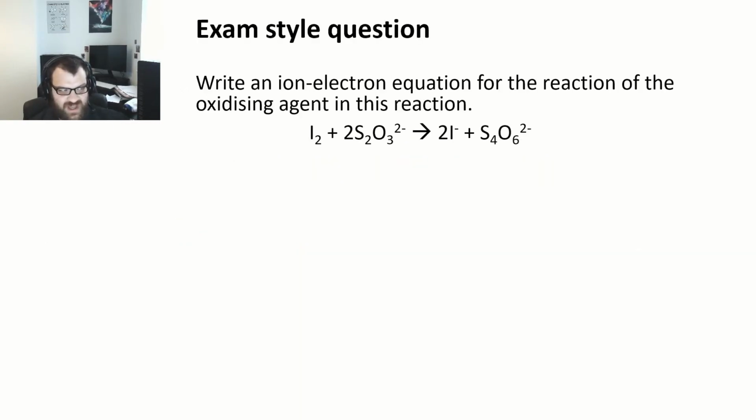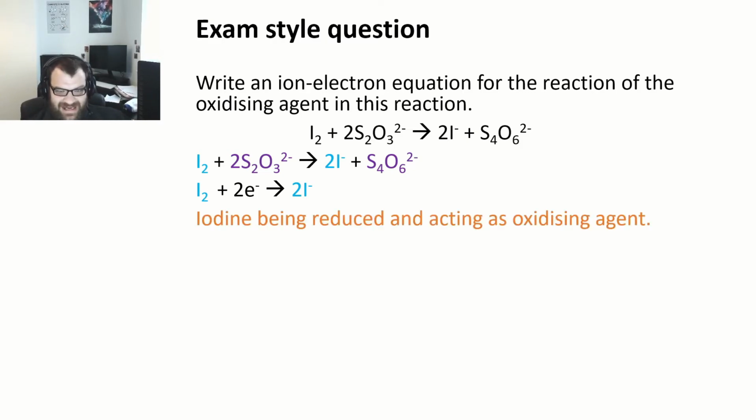So I can answer my question correctly. In this question, we are given a redox equation and we are asked to give the ion electron equation for the reaction of the oxidizing agent in this reaction. Again, I'm looking at what parts go together, which I've got here. I can then put my electrons in the correct place for the iodine one. So iodine has to be gaining electrons, therefore acting as my oxidizing agent.